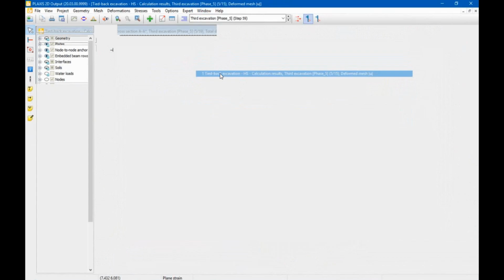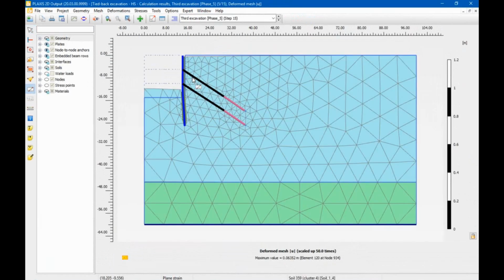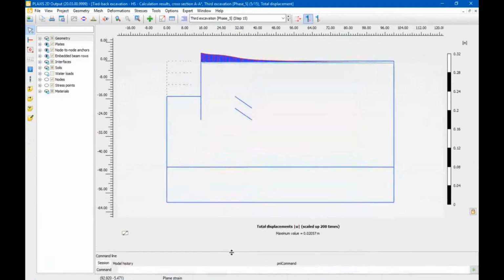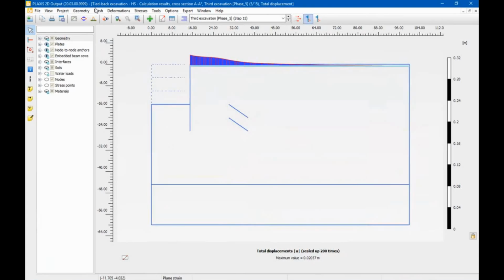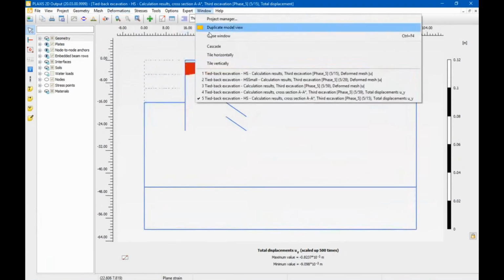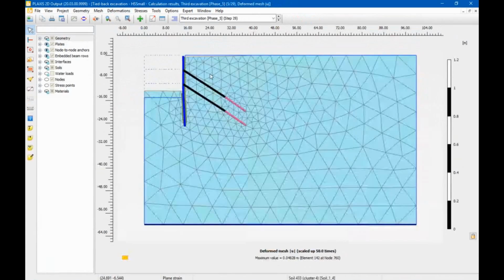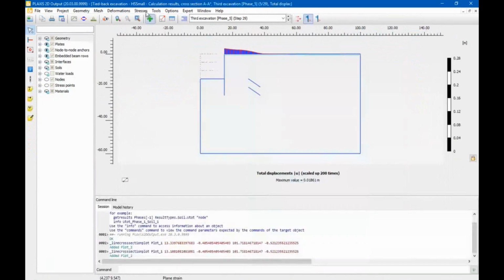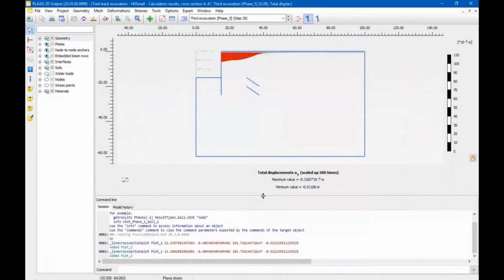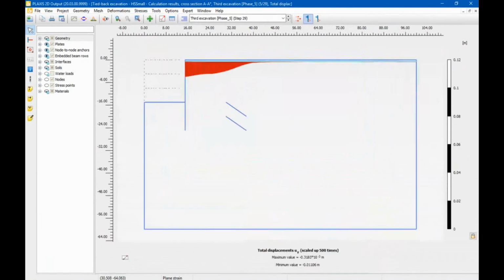So I will do it for the hardening soil model. I will also draw the cross section here, get rid of my command box, make sure that we will see the vertical displacement, and I will now also do this for the HS small model. So I will also draw here a cross section just below the surface. I will plot the vertical displacement, get rid of this here.